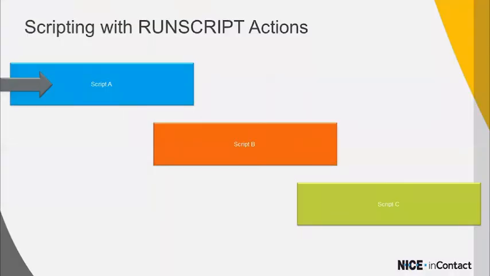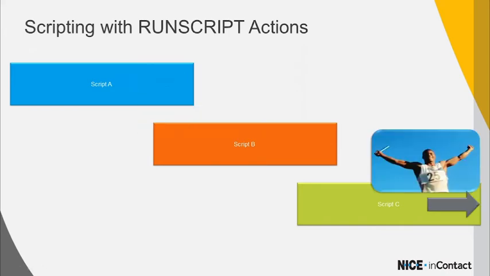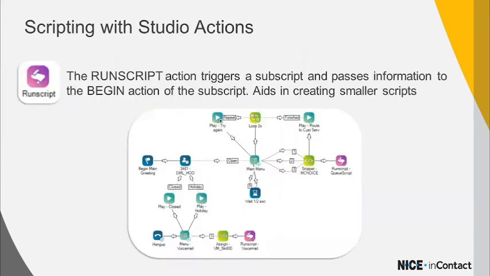Here it's trying to explain with an example of script A, script B, and script C. These are three different scripts, but if I want to merge them, I can use the run script action. Suppose in script A, I'm giving the caller options from 1 to 7, and if the caller presses 1, it should go to script B.